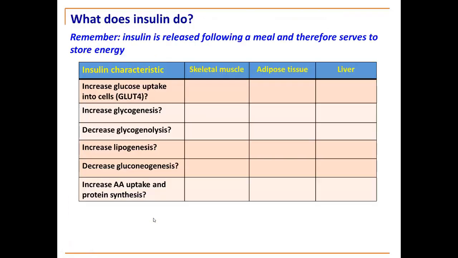So I want you to look at this table. And I want you to tell me, in each case, is it a yes or a no? So what does insulin actually do? It's released following a meal and therefore serves to store energy. But what's happening? Do we get increased glucose uptake into cells via the GLUT4 transporter? Do we increase glycogenesis? Does it inhibit glycogenolysis? Does it increase lipogenesis, so lipid synthesis? Does it inhibit gluconeogenesis? And does it increase amino acid uptake and protein synthesis?